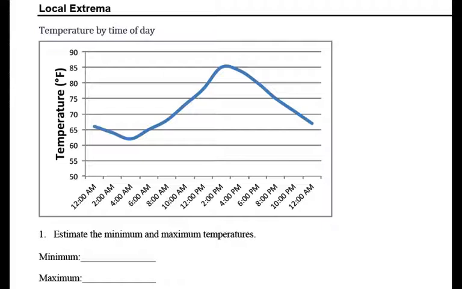For nonlinear functions, we will first look at local extrema. Here we have a graph of temperature by time of day. We're going to estimate the minimum and maximum temperatures for this graph. We can see that our minimum occurs right about here, around 5 o'clock in the morning, and the temperature appears to be about 62 degrees.